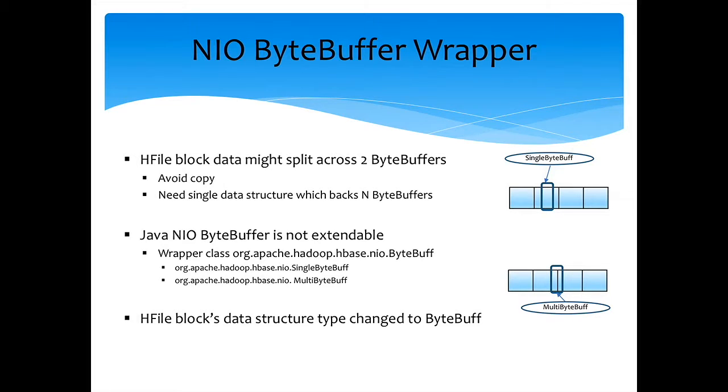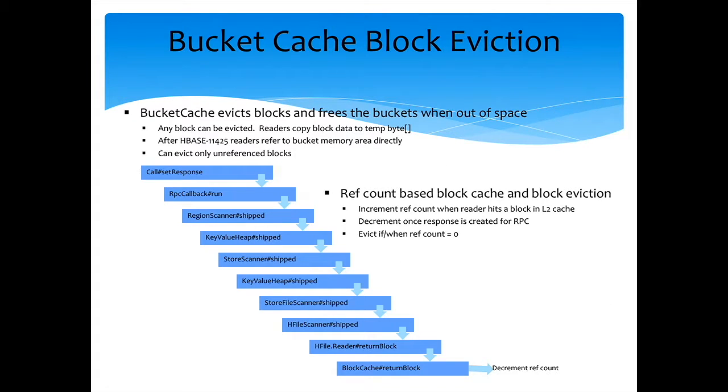So the next aim was to change the HFile block data structure to work with this byte buff type. So that was the next step. All the building blocks were done. Now the next problem is that we had an eviction logic in the bucket cache where any block that follows the LRU pattern gets evicted.